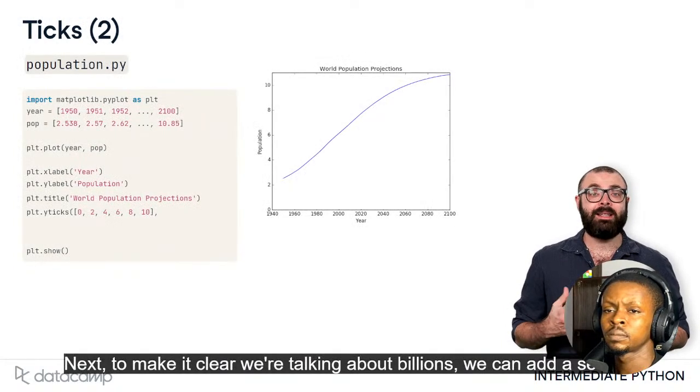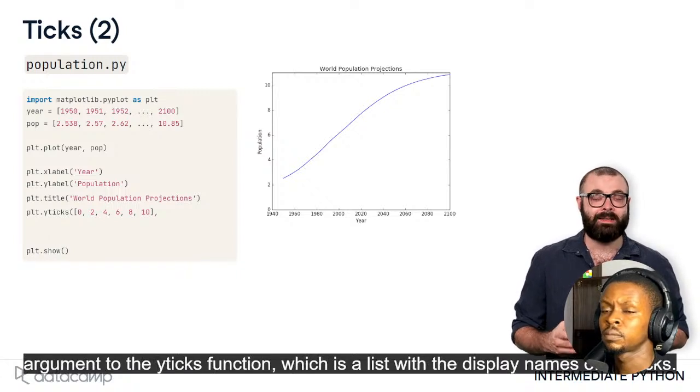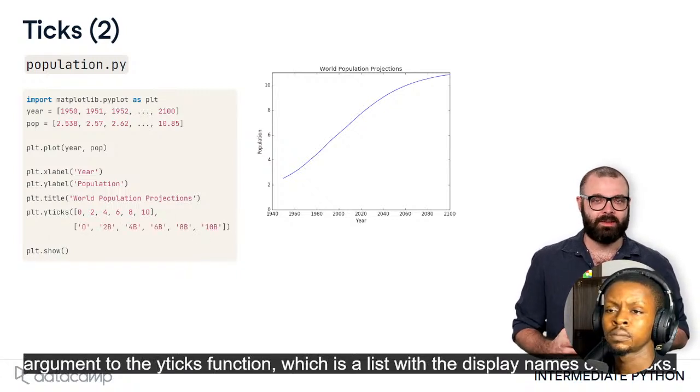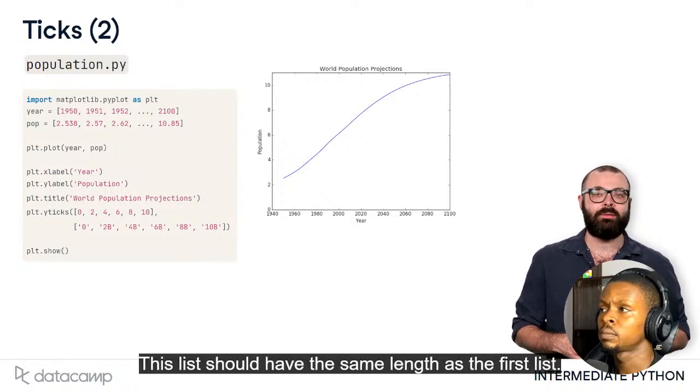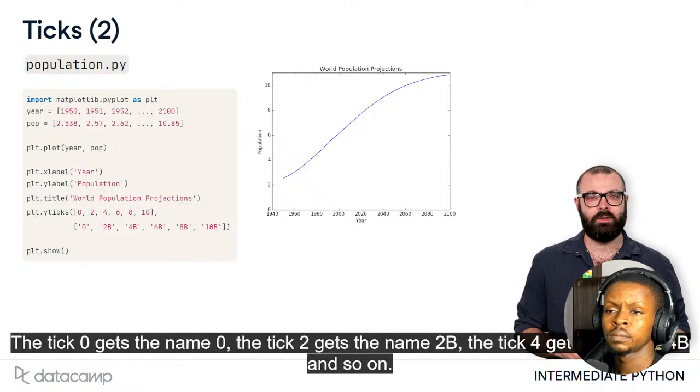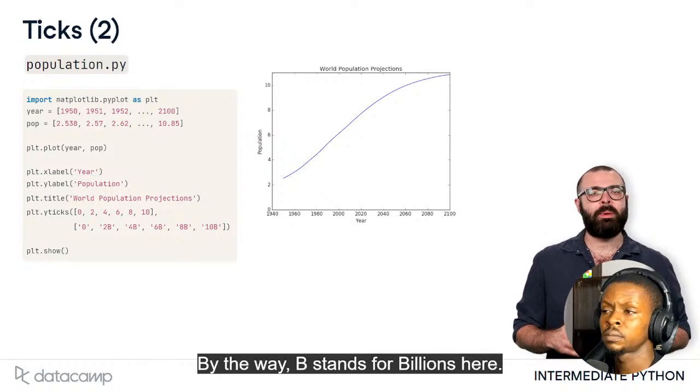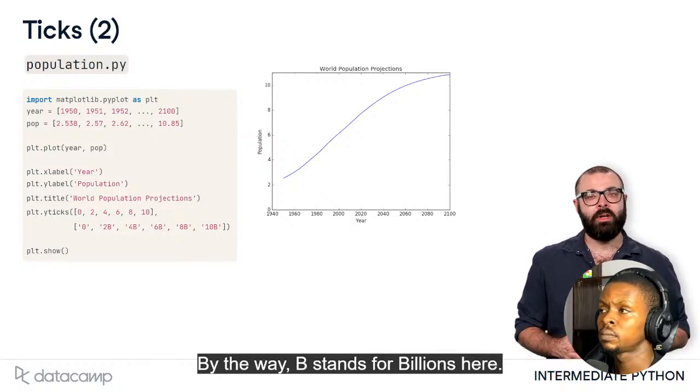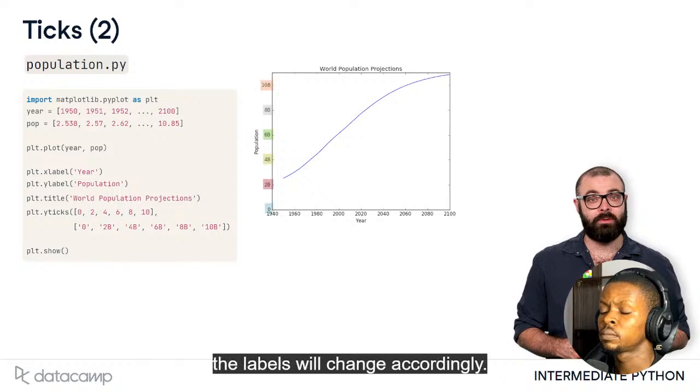Next, to make it clear we're talking about billions, we can add a second argument to the yticks function, which is a list with the display names of the ticks. This list should have the same length as the first list. The tick 0 gets the name 0, the tick 2 gets the name 2B, the tick 4 gets the name 4B, and so on. By the way, B stands for billions here. If we run this version of the script, the labels will change accordingly.